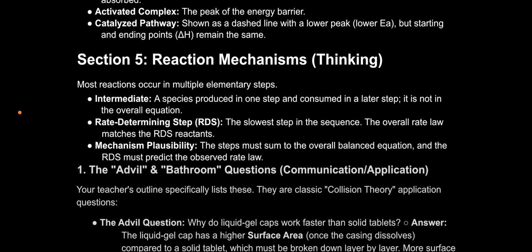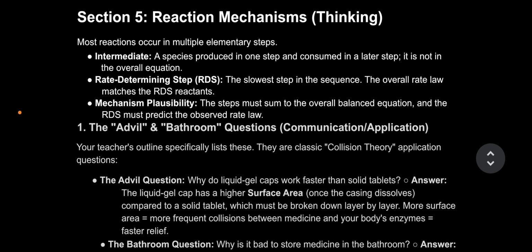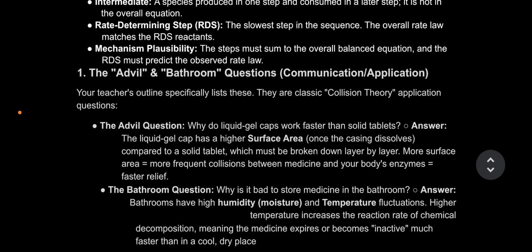Reaction mechanisms. Most reactions occur in multiple elementary steps. Intermediate: a species produced in one step and consumed in a later step. It is not in the overall equation. Rate determining step, RDS: the slowest step in the sequence. The overall rate law matches the RDS reactants. Mechanism plausibility: the steps must sum to the overall balanced equation, and the RDS must predict the observed rate law.